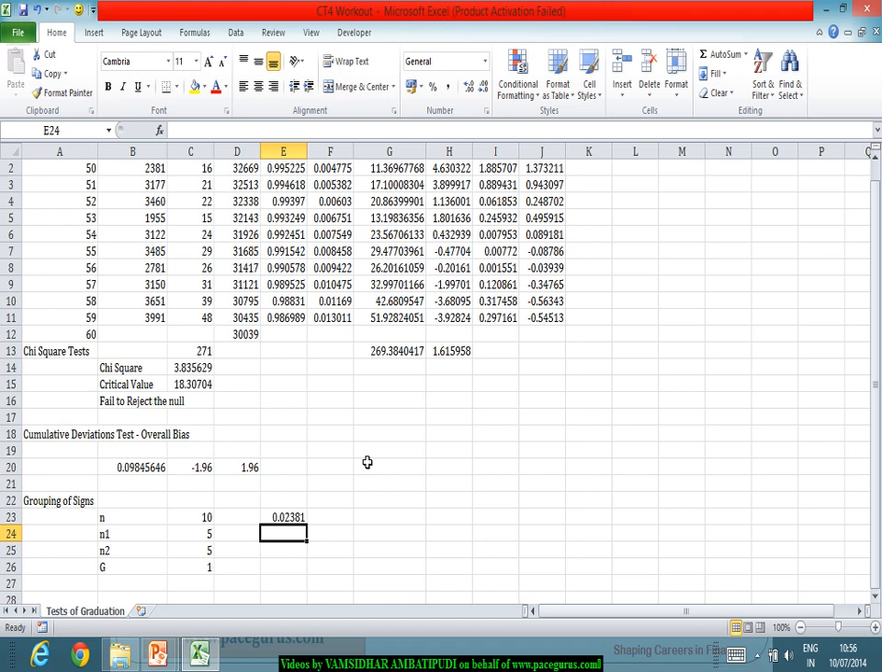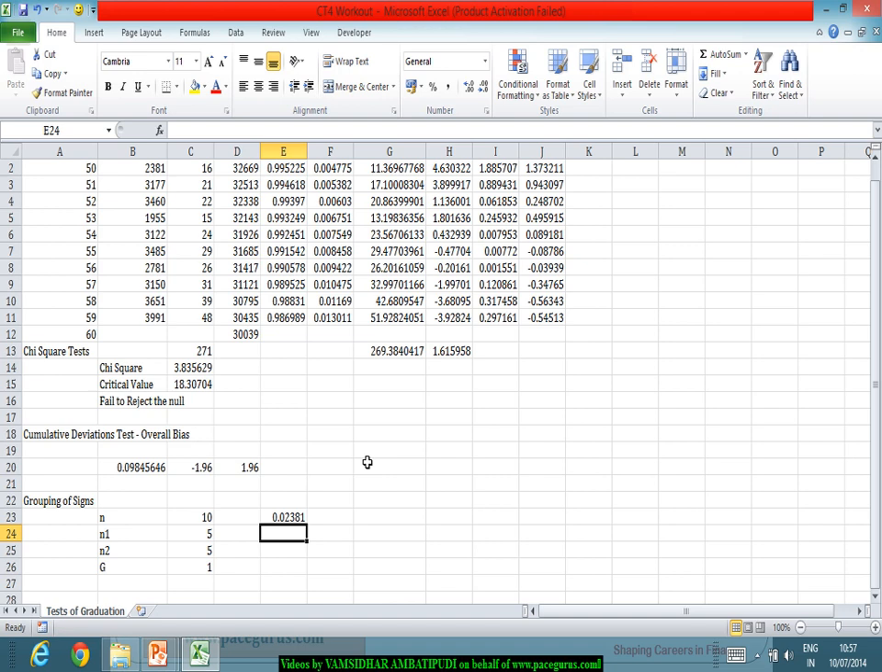There is some. So, because of this, though the chi-squared could not identify any clear significant difference between the actual and the table, the grouping of signs test is able to reject the null hypothesis, saying that the graduated rates, the actual observations, are not fitting properly with the graduated rate. So like this, we can very well go ahead doing the different kinds of tests.